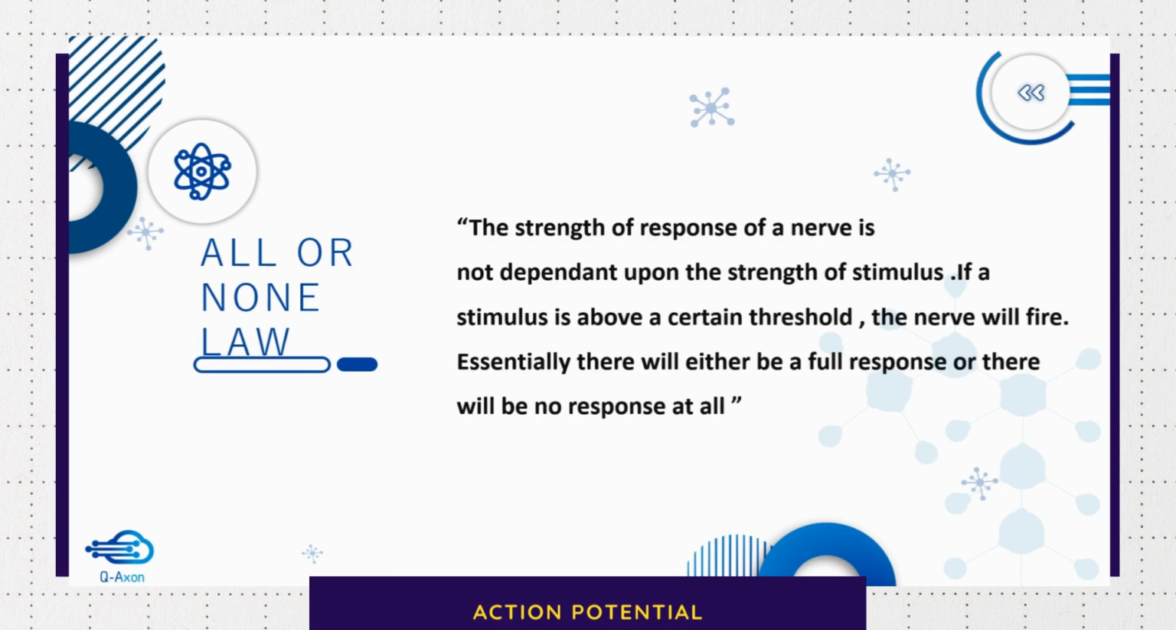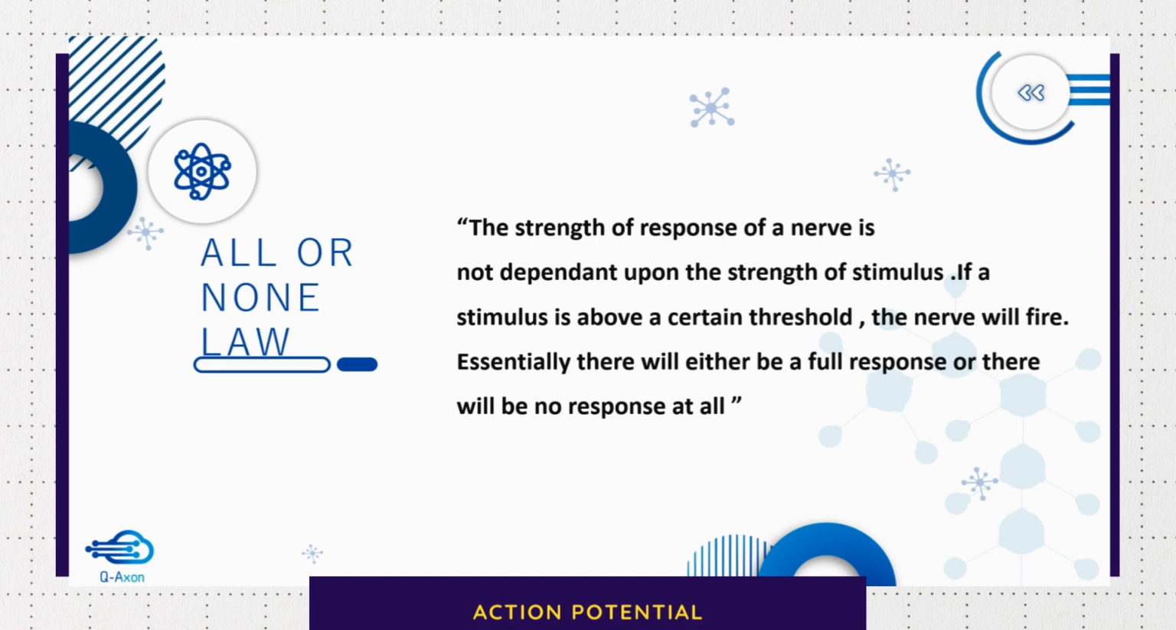Now, the action potential obeys the all or none law. What do we mean by this? This means that either you have an action potential of maximum amplitude or you do not generate any action potential at all. And this depends on the strength of the stimulus. So, if you apply a sub-threshold stimulus, the tissue will not respond with an action potential. So, that's a zero response. Whereas, if you apply a threshold stimulus, the tissue responds with an action potential of maximum amplitude.